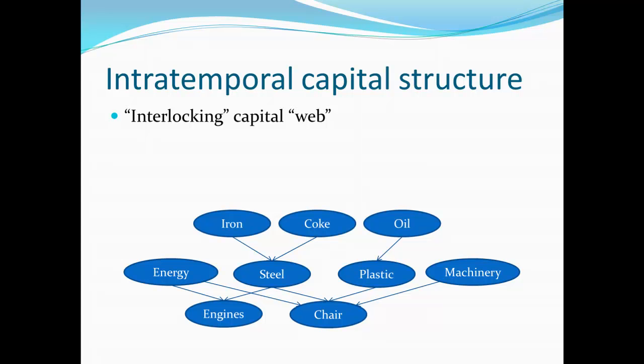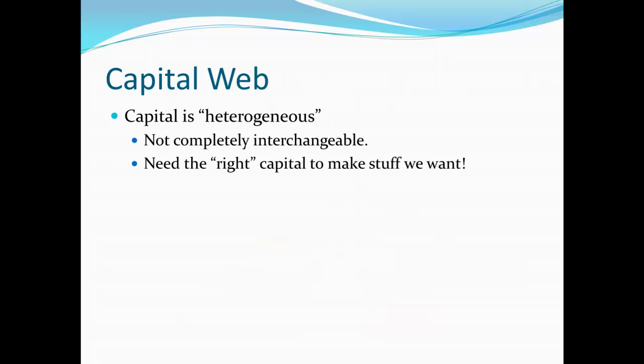There are all of these complicated relationships that happen within the economy between these different types of capital, which is really the point that I'm trying to pull out of this interlocking capital web. That capital is heterogeneous. That is, there are different types of capital, and they're not completely interchangeable. Now, to a certain degree, there is some interchanging that we can do. I can, for example, in many uses, swap out steel for plastic and vice versa.